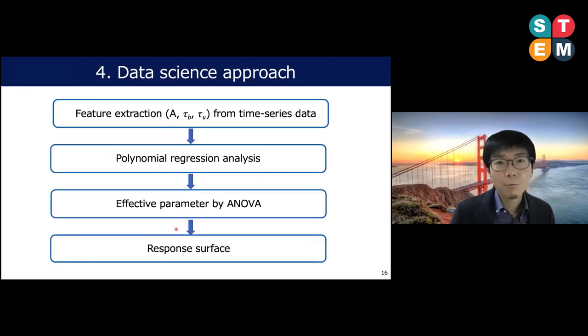So I want to move to the data science approach from the experimental part. Now I have obtained A, tau B, and tau U as the features of bending or unbending of the hybrid silicone. In this research, I used polynomial regression analysis to represent the bending feature. Then effective parameters were selected by ANOVA. ANOVA is analysis of variance, which is effective to extract effective parameters. Then finally, I obtained the response hypothesis of the bending.